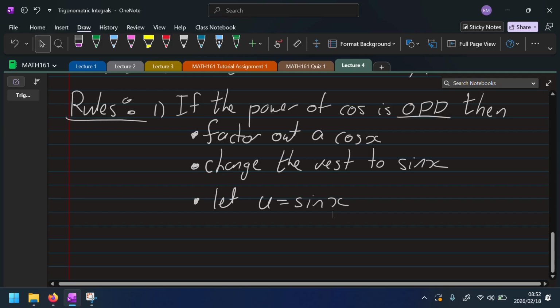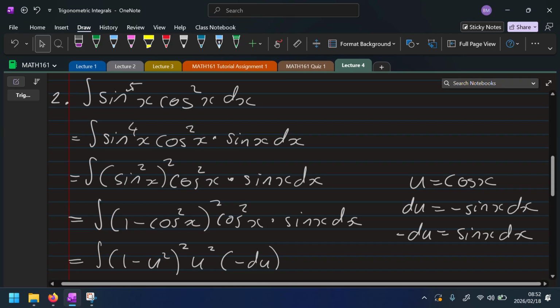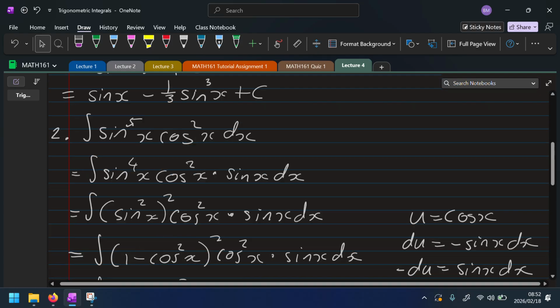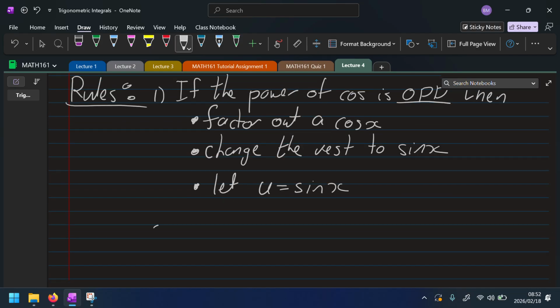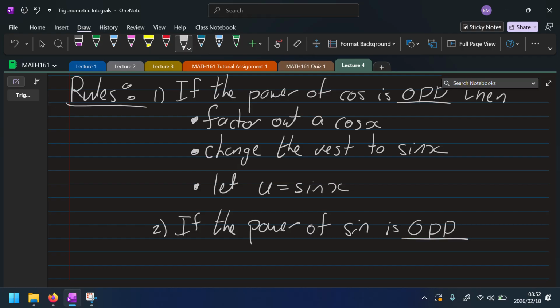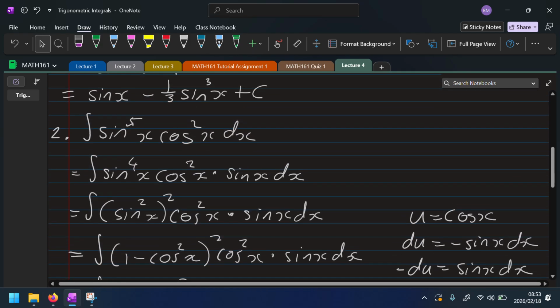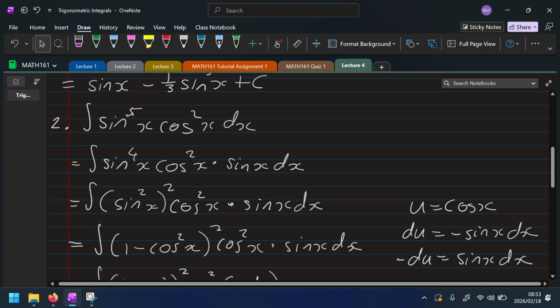Then the next one is if sine is an odd power. Okay, which is what we had here in this example 2. We see sine is odd, so we do this rule number 2 now. So now if sine is odd, then we can follow these steps. The steps are exactly what we discussed before. So here we had an odd power of sine, so we took a factor of sine out, so that will be step 1.